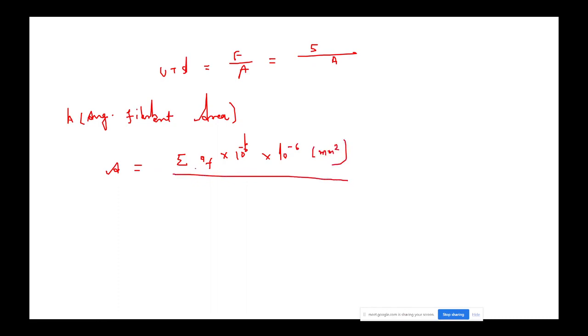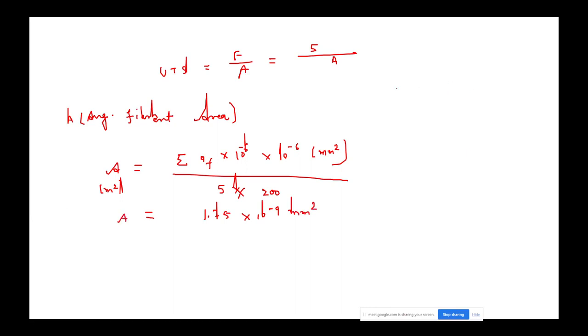This is because it is given in micrometer square, so when you have to convert to mm, you multiply by this, and divide by this F and multiply by 200, which is your magnification factor. When you calculate this, it comes to around 1.75 into 10 to the power minus 9 millimeter square. So this is the value of your A.